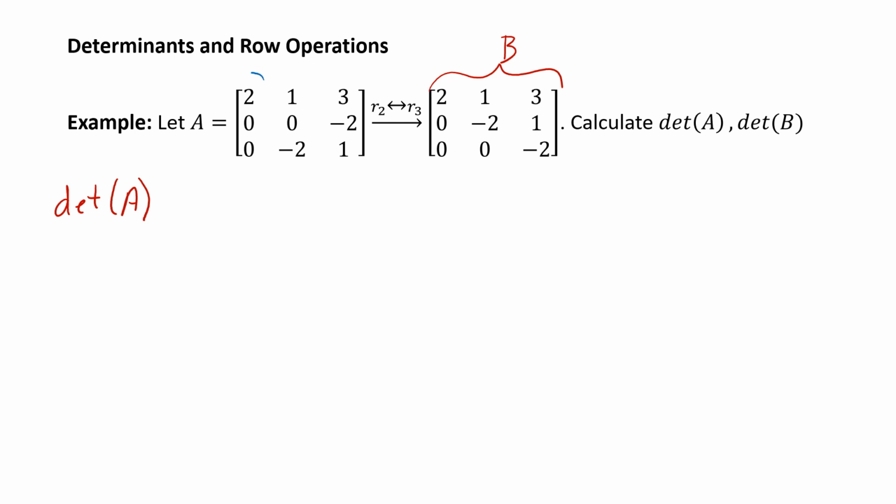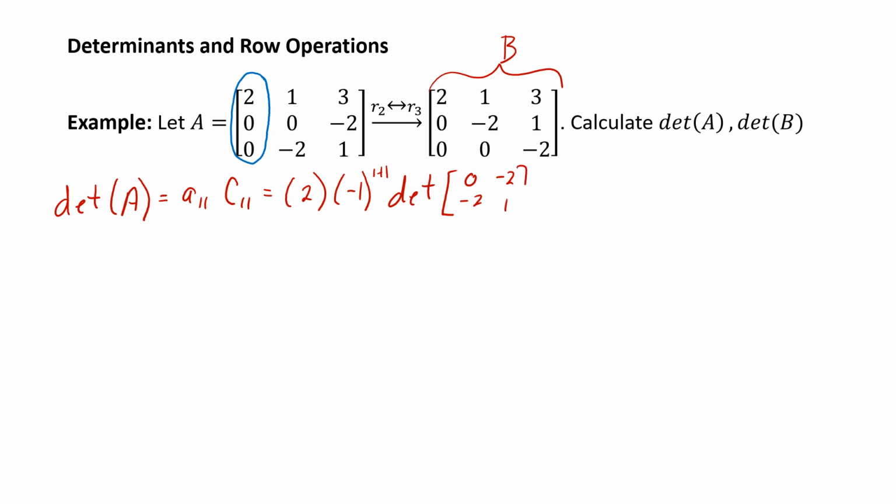So I note in here that column 1 has a lot of zeros. So I'm going to do my cofactor expansion on column 1. So what's my cofactor expansion? My determinant of A using column 1 is A11 times C11 plus A21 and so on, all of which are 0. So it simplifies my equations. So A11 is 2 times C11, which is negative 1 to the 1 plus 1 times the determinant of the matrix I get when I eliminate row 1 and column 1, which is 0, negative 2, negative 2, 1.